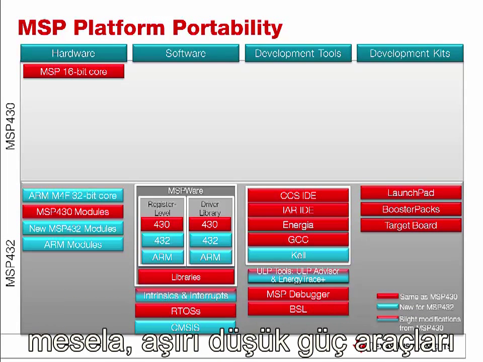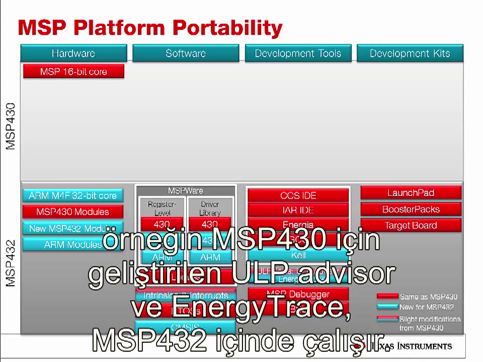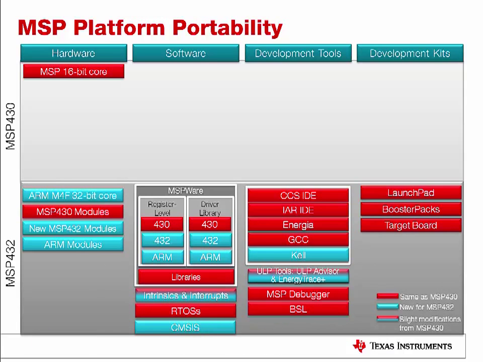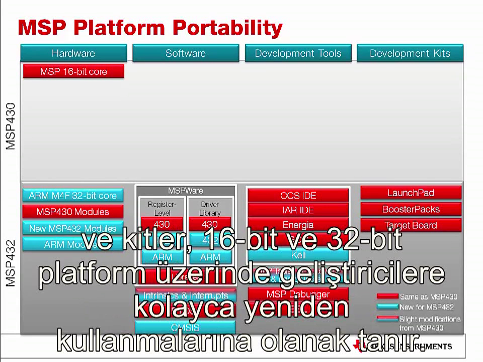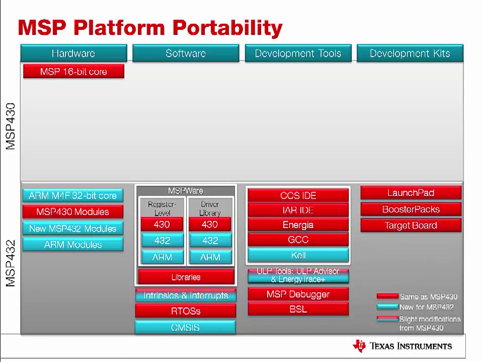As an example, the ultra-low power tools such as EnergyTrace and the ULP Advisor have been extended from MSP430 to also work for MSP432. The highly compatible MSP ecosystem consisting of hardware, software, development tools, and kits will allow developers to easily reuse their projects, their code across the 16-bit and 32-bit MSP platforms.